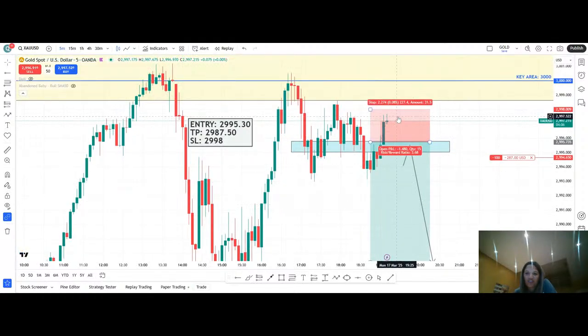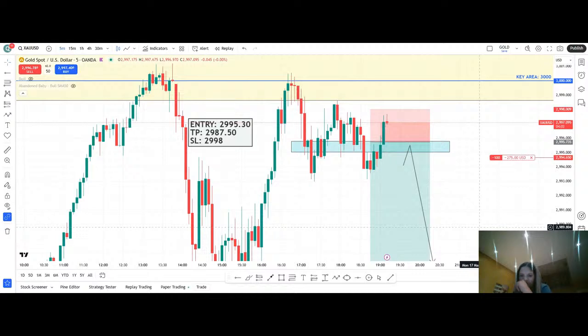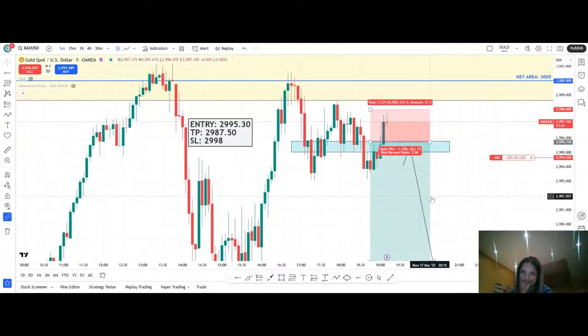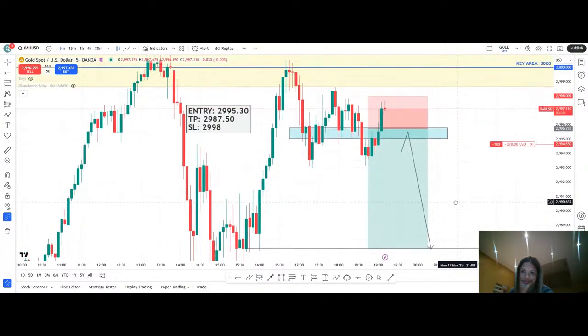I do think at first it wants to come and retest our key area again and then drop. So the way it's moving now, it looks like it first wants to come back to 2995 and retest there before it drops. But let's see what gold is going to do. I'm tempted to close now. I'm so tempted to close.